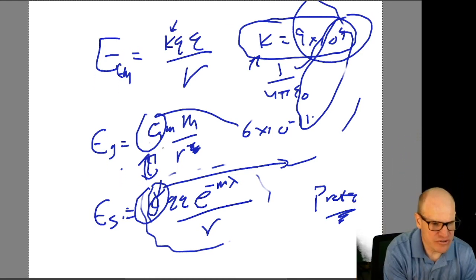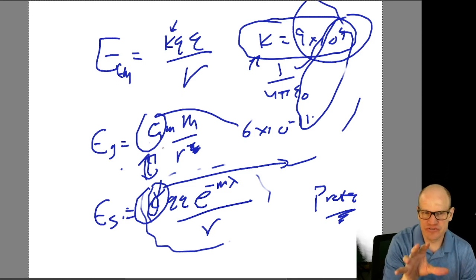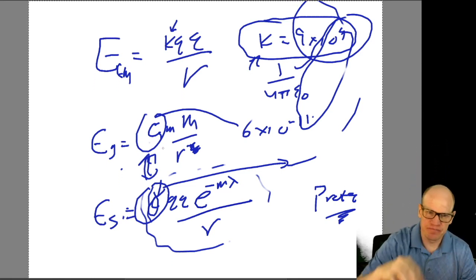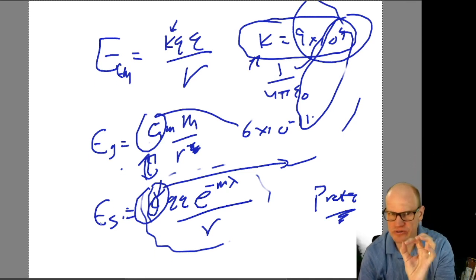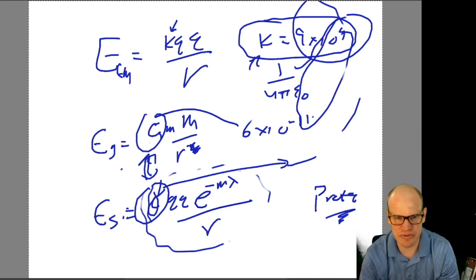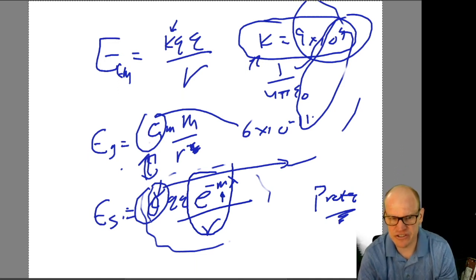Let's see. So the range of all these forces, I wrote it wrong. If the force carrying particle, so if the photon had mass, then it would also have a form that looks like this, where you have the mass here. This is the mass of the particle that does the exchange. So in this formulation, it's the mass of the pion that they're talking about.